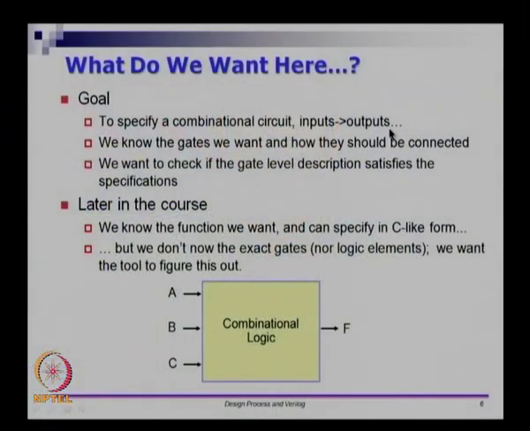So what do we want here? We want to specify a combinational circuit, which means given the inputs we should be able to derive what the outputs are, and at this stage let us assume that we know the gates we want.